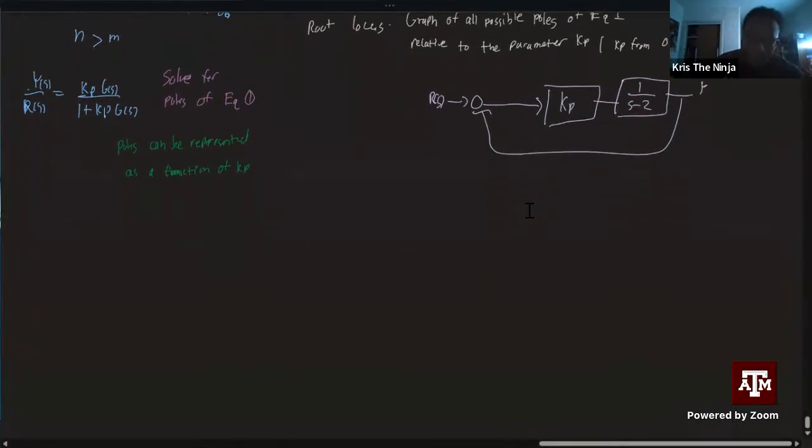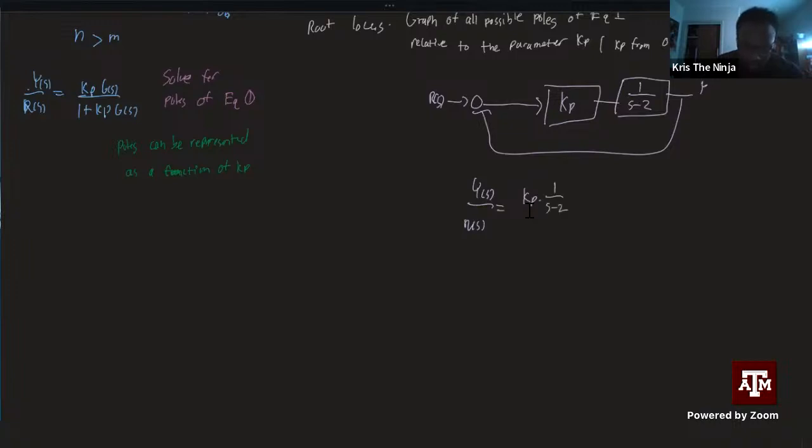Okay, so you've got Y(s) over R(s), and you have Kp times 1 over s minus 2, over 1 plus Kp times 1 over s minus 2. Now that's going to be Kp over s plus Kp minus 2. That's just how the algebra lines up. Don't ask me. I mean, you can ask me. Sometimes I get it, sometimes I don't, but I just happen to understand this one here.